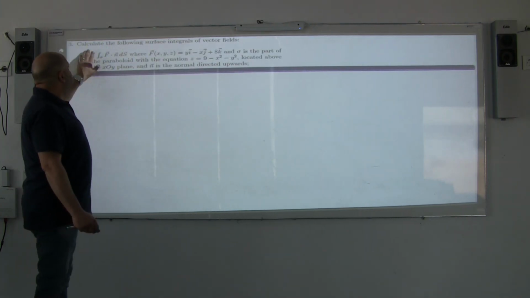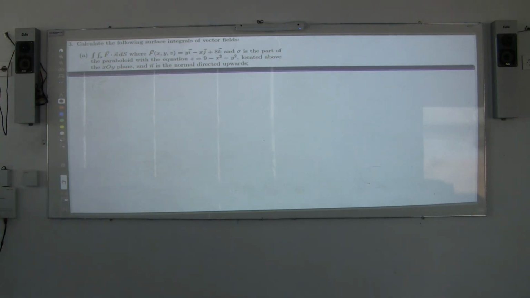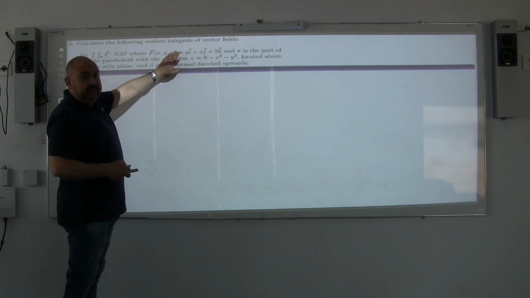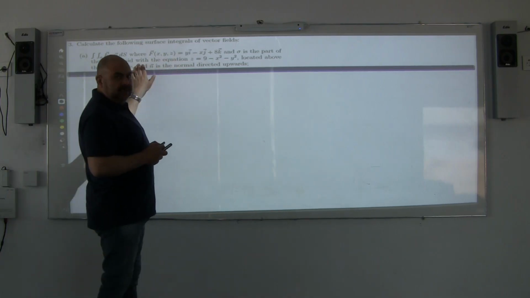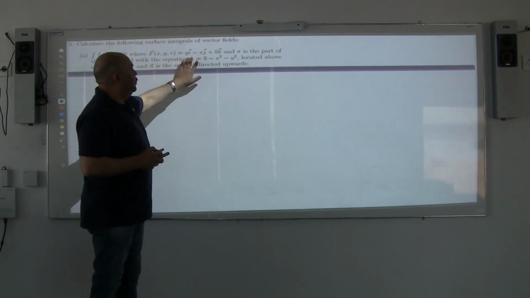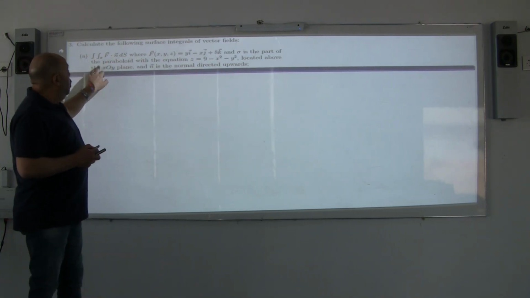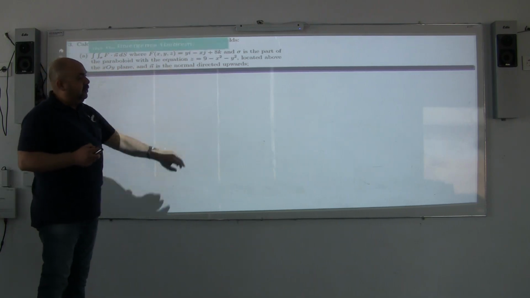The first problem is calculating the following surface integral of a vector field. Okay, we are very good. So all I have to do now is to calculate the surface integral of this vector field. Here's your vector field F, and the paraboloid with the equation. From the equation I can know the dimension of the surface, located above the xy plane, and in the normal direction.